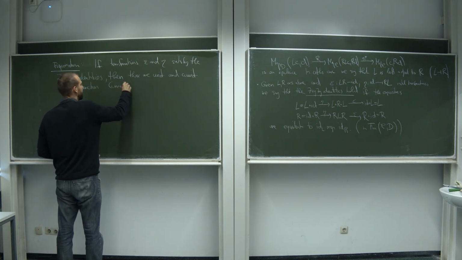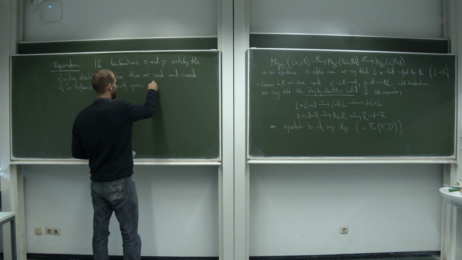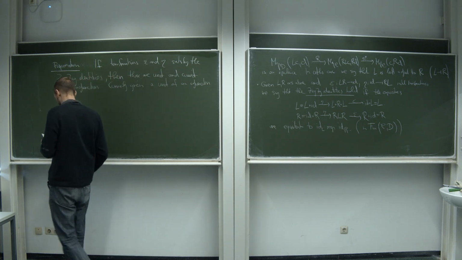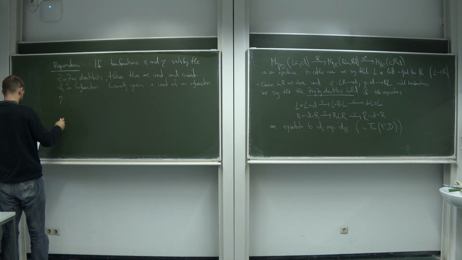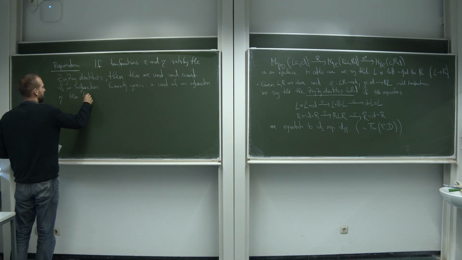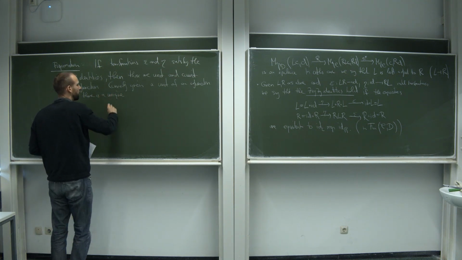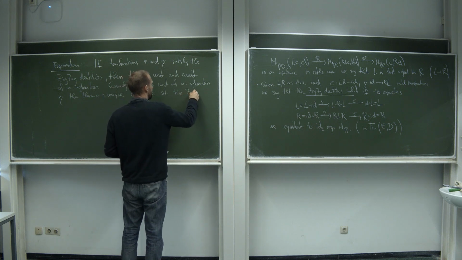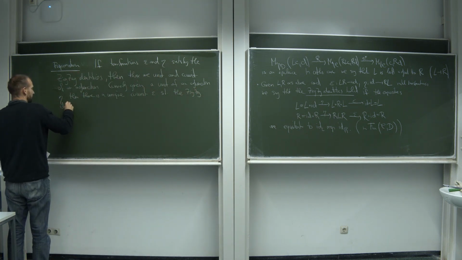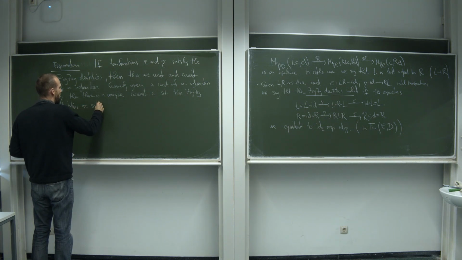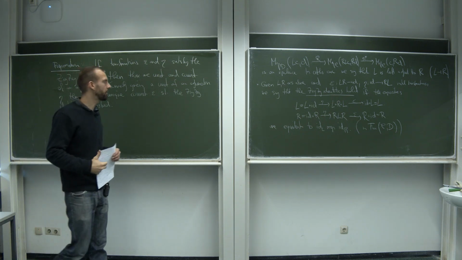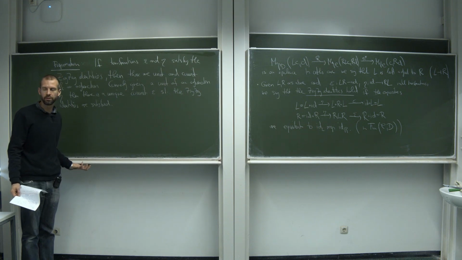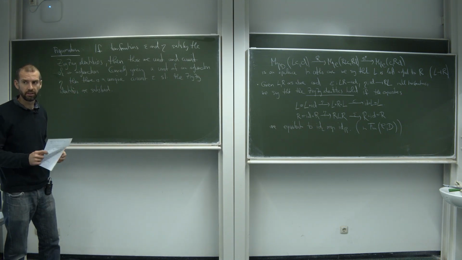Conversely, given a unit of an adjunction, eta, then there is a unique co-unit epsilon such that the zigzag identities are satisfied. Okay, so in other words, I'm saying giving an adjunction is equivalent to providing both epsilon and eta satisfying the zigzag identities.